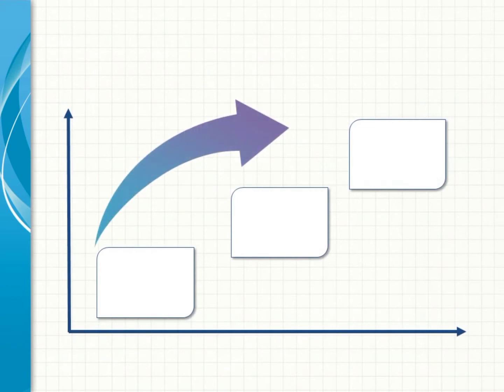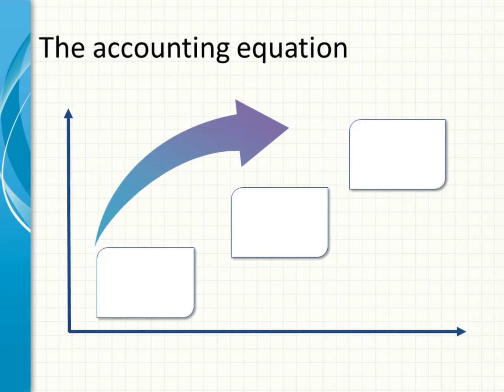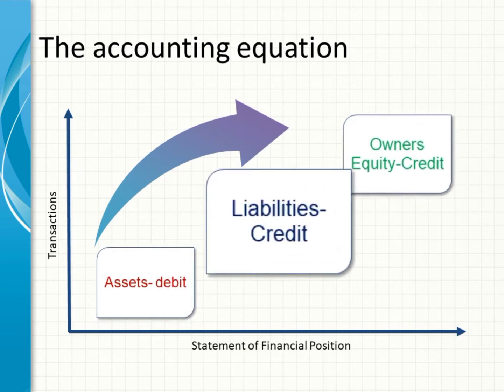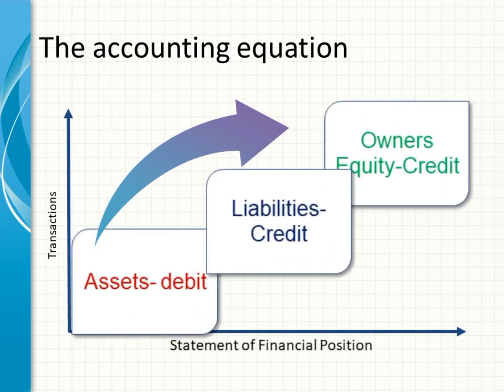We have cited some examples of the effect of transactions to every account, to the accounting equation. But please remember the accounting equation and also analyze always the transactions. That's the key. And also memorize its normal balance. For the assets, the normal balance is debit. Liabilities, credit. Under owner's equity, the normal balance is credit.